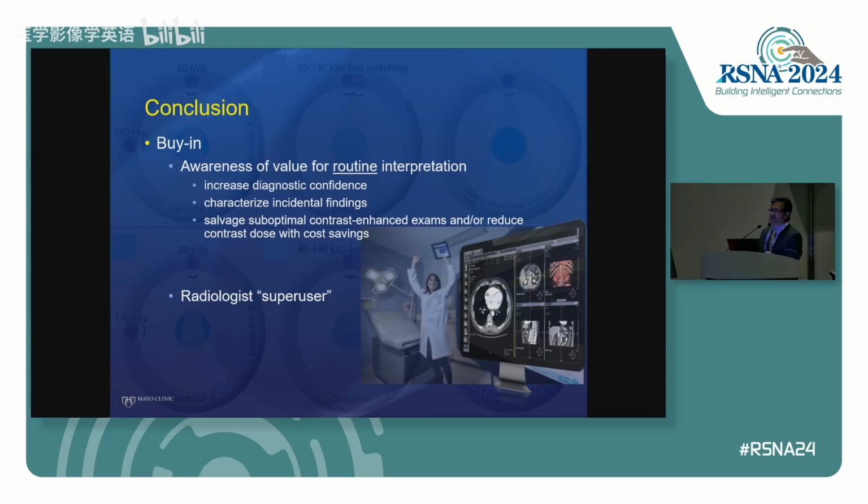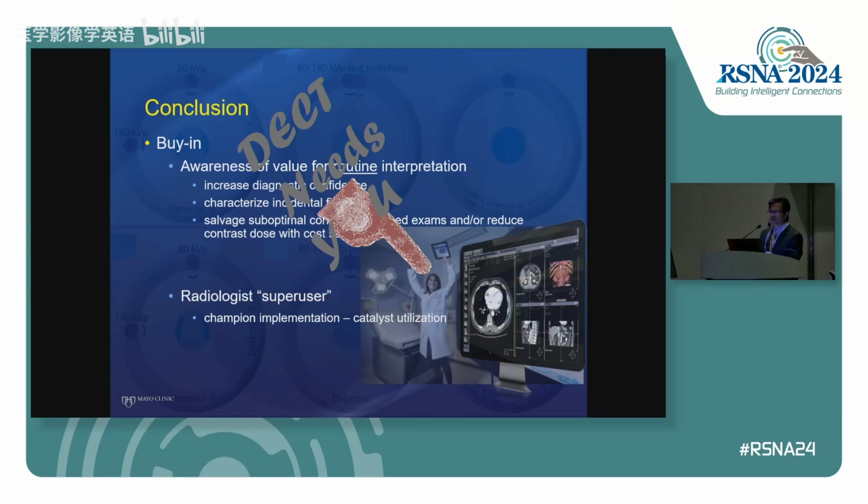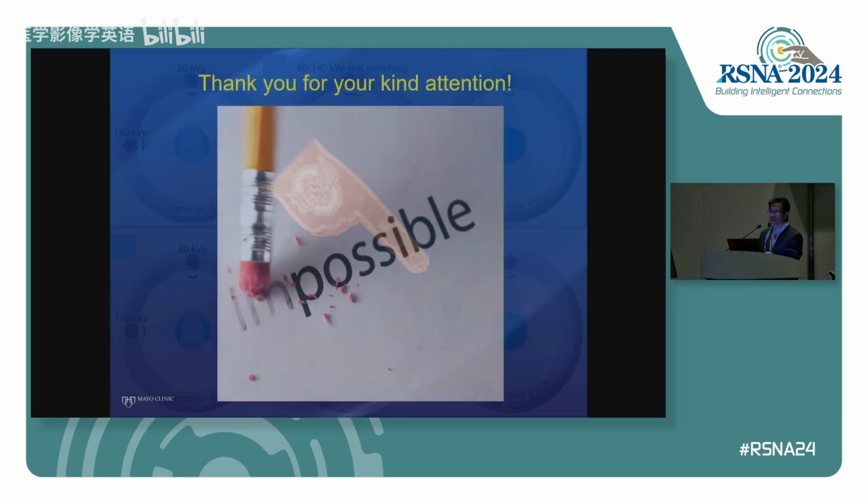So in groups that have successfully implemented dual energy CT, it really is helpful to have a radiologist super user, someone who can champion implementation and utilization. So all of you in this room, because of your interest, you can be that super user in your group and ultimately finally implement dual energy CT in your clinical practice. And with that, I'd like to thank you for your attention.